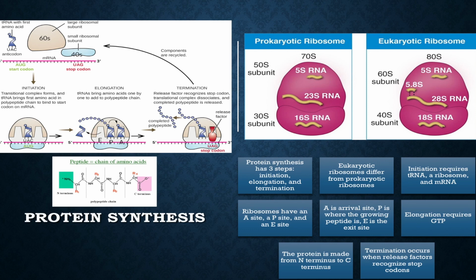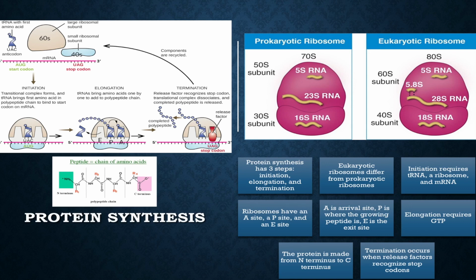So now, let's talk a little bit more about the second stage of translation, which is elongation. Elongation also has certain steps to it. As a reminder, aminoacyl tRNA is just a tRNA that is bound to its respective amino acid. So, the first part of elongation involves the aminoacyl tRNA binding to the A site. The exception is that the initiator methionine binds to the P site, but everything else binds to the A site.